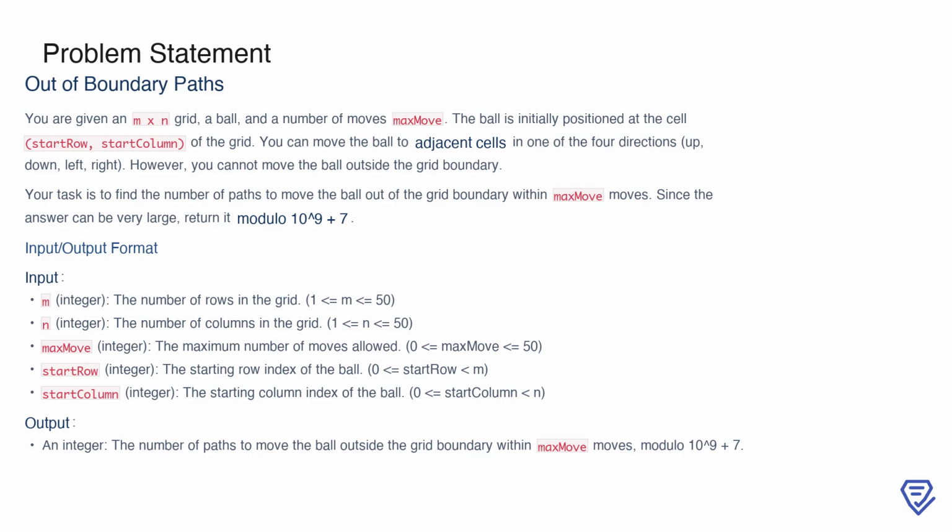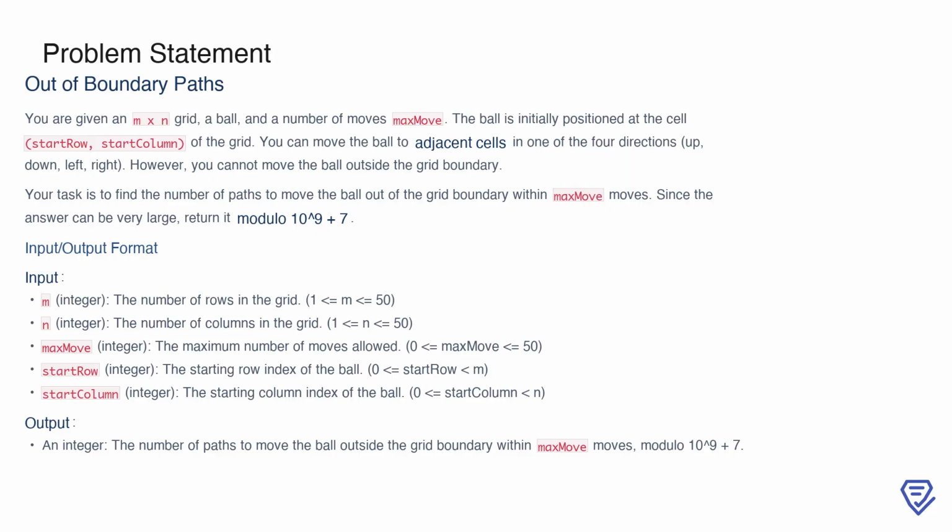Your goal is to calculate the total number of ways the ball can move out of the grid boundary within a given maximum number of moves, denoted by max move. Since the result may be a very large number, you are required to return the answer modulo 10 to the power of 9 plus 7.